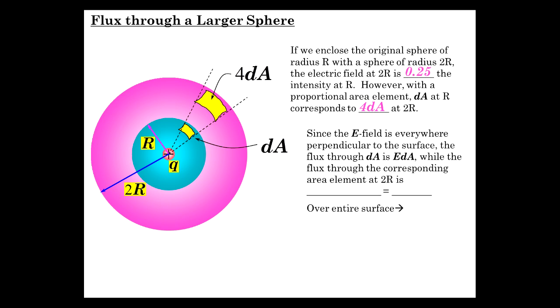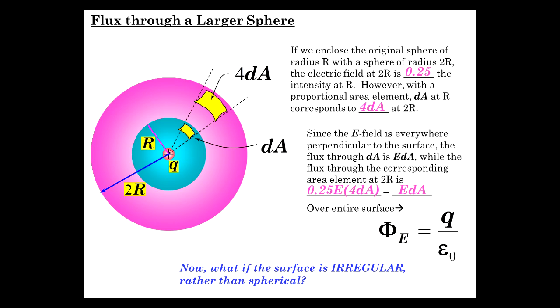The E field is everywhere perpendicular to the surface, in this case of a sphere. So the flux through dA is the E field times dA. Same here. So really all the flux that passes through here has to pass through here as well. The intensity is less, the area is more. So the flux at this 2r location is a quarter times the E field, 4 times the area, which is the same thing as before, E dA. Over the entire surface, the flux then is Q over epsilon 0, which is always going to be the same no matter what the sphere size is.